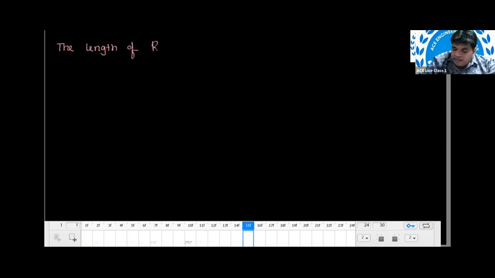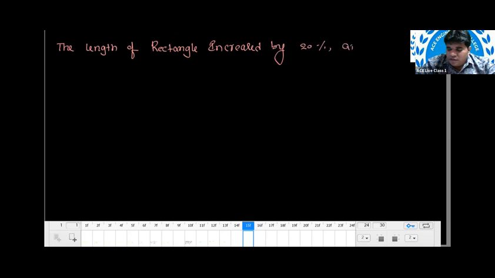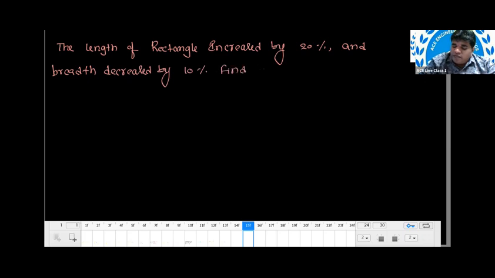The length of a rectangle is increased by 20% and breadth decreased by 10%. Find the change of its area.